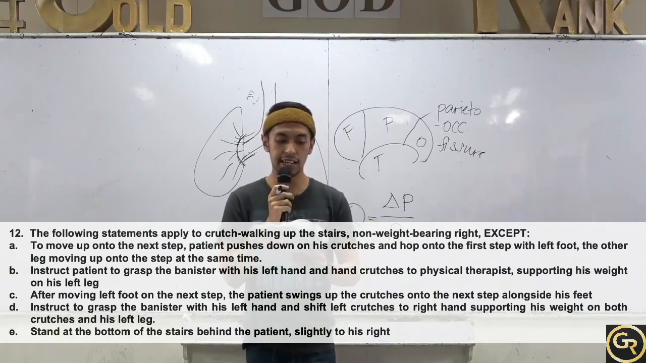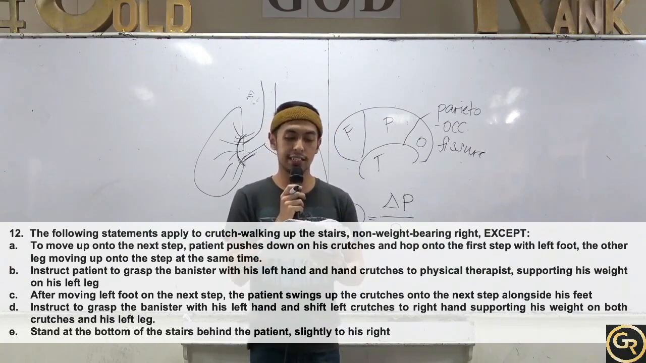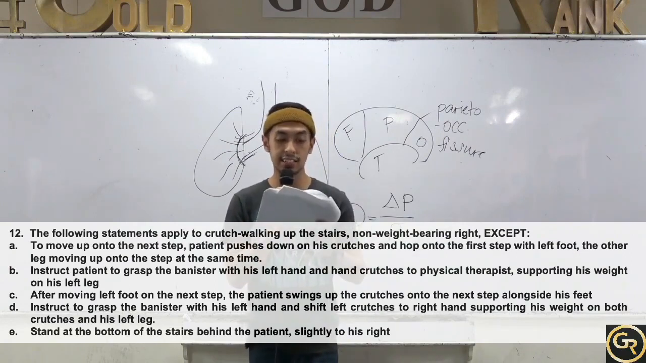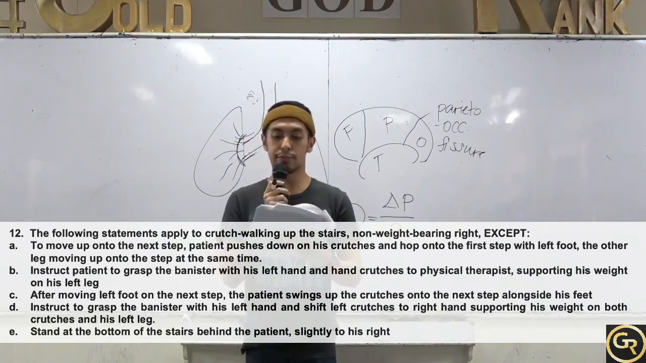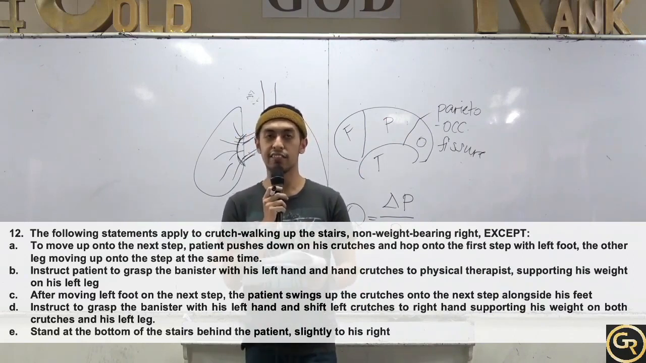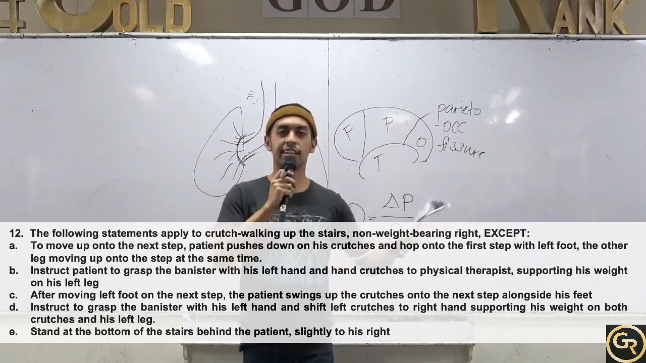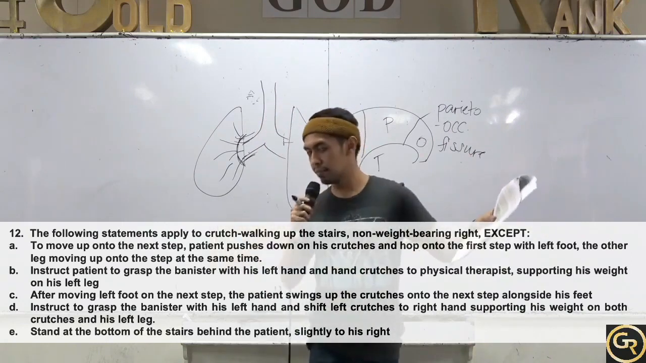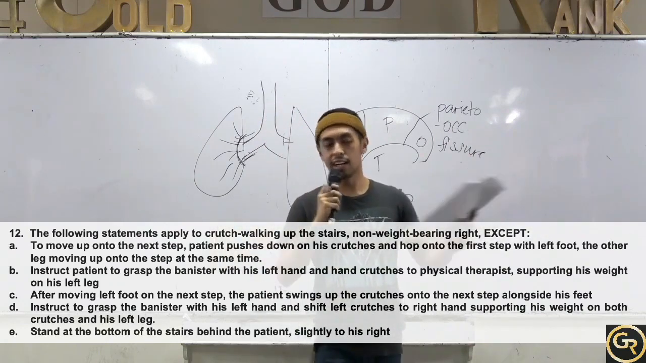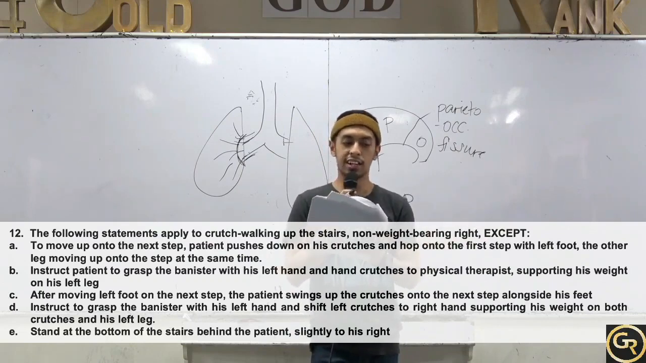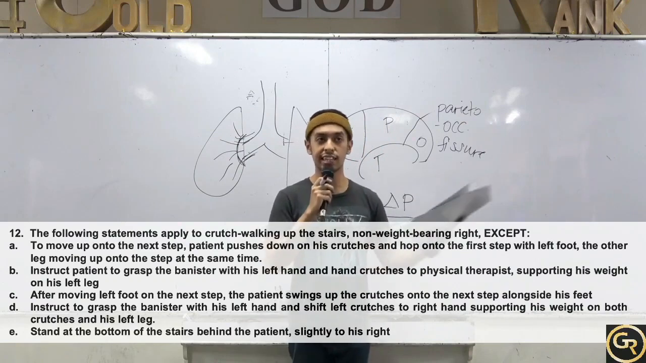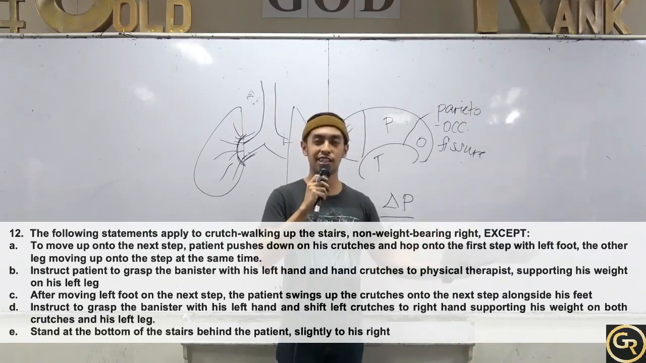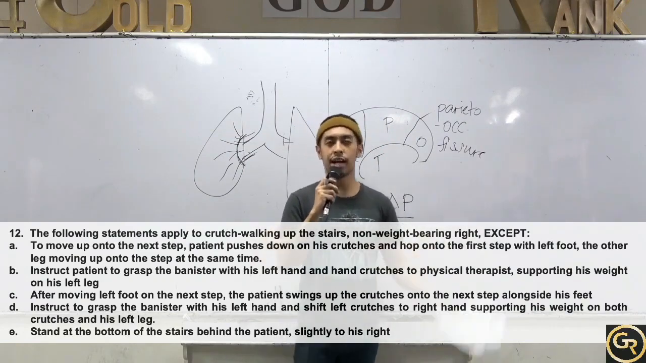That is correct. Instruct the patient to grasp the banister or the railing of the stairs with his left hand and shift the left crutch to the right hand, supporting his weight on both crutches and his left leg. That is correct. You hold the railing, and in your other hand, both crutches. Letter E, stand at the bottom of the stairs behind the patient, slightly to his right. Yes, so you can catch him in case he loses his balance.